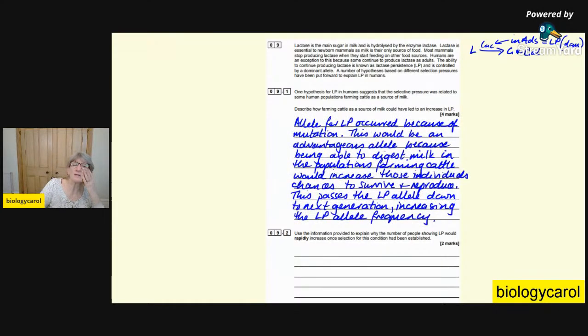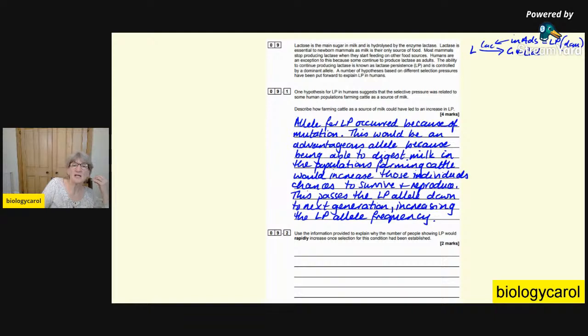So here is my answer. Here am I applying my knowledge of natural selection to the scenario of the question. The allele for lactase persistence occurred because of mutation. If I'd been describing natural selection, the first thing I would have written is there is variation in the population. That variation comes about as a result of mutation. Didn't need the first bit.